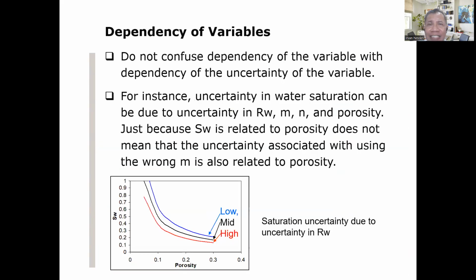The concept of dependence of variables is the relationship between different variables and their impact on each other. It is important to distinguish between the dependency of the variable itself and the dependency of the uncertainty associated with the variable. For example, for water saturation, the uncertainty in saturation can be influenced by factors like Rw, cementation factor, saturation exponent, and porosity. However, just because water saturation is related to porosity doesn't mean that uncertainty arising from using a wrong value for m is also related to the porosity.